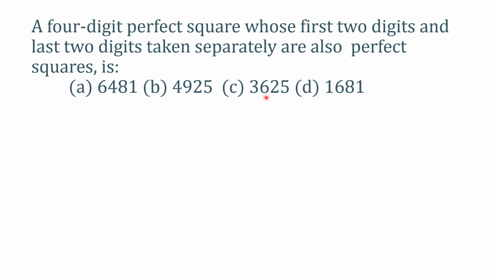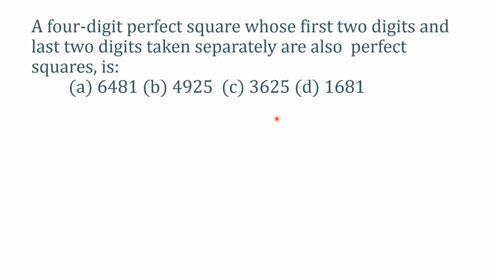As you can see, all the numbers have first two digits like this. Here 64 is a perfect square. Here 81 is also a perfect square. Similarly, in all the cases, the first two digits are a perfect square and the last two digits are also a perfect square. Now we need to find out which number is a perfect square if you take the whole number.